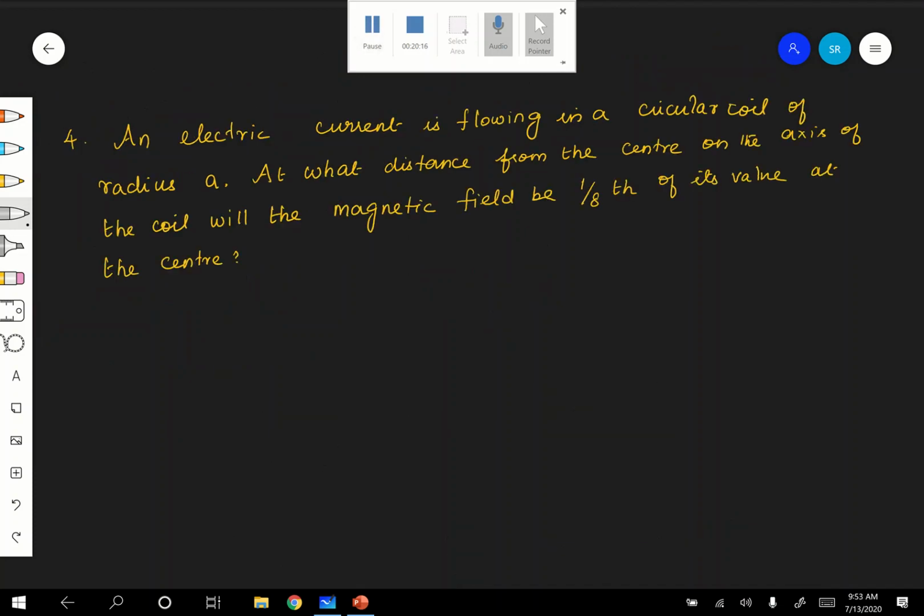An electric current is flowing in a circular coil of radius A. At what distance from the center on the axis of the coil will the magnetic field be 1/8 of its value at the center? Therefore, see here, this is the circular coil.